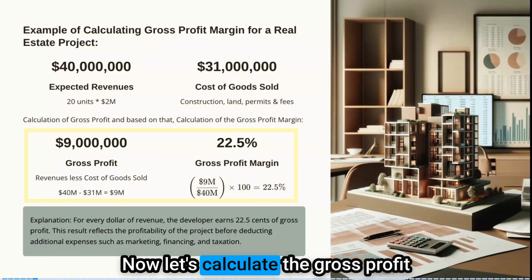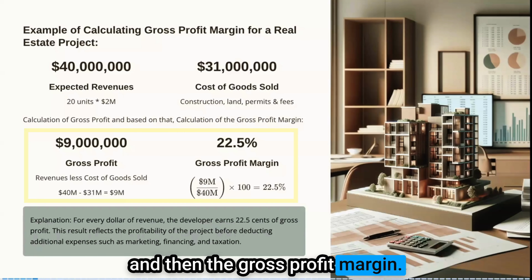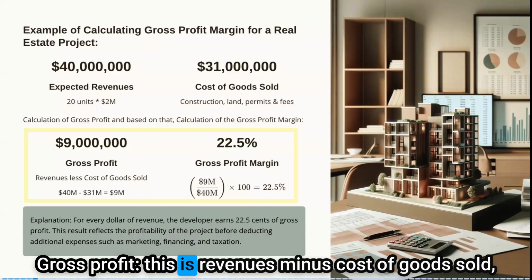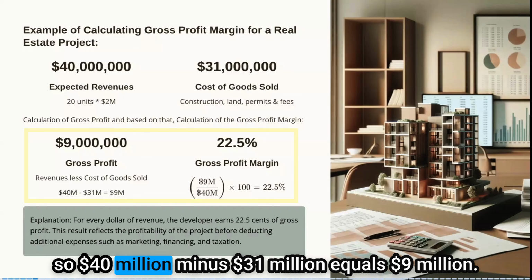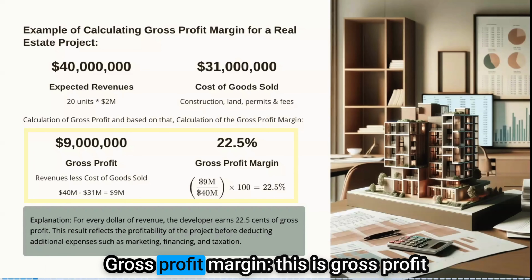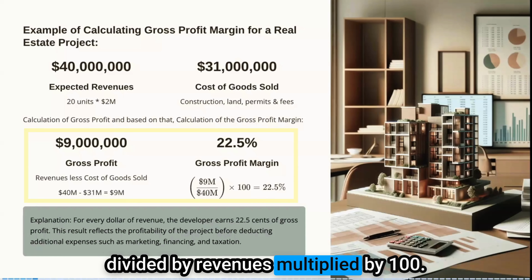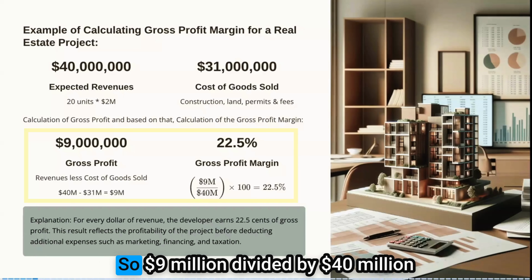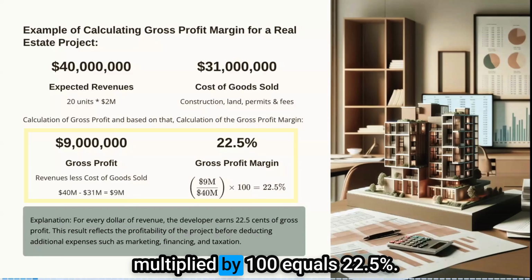Now let's calculate the gross profit and then the gross profit margin. Gross profit, this is revenues minus cost of goods sold. So $40 million minus $31 million equals $9 million. Gross profit margin, this is gross profit divided by revenues multiplied by 100. So $9 million divided by $40 million multiplied by 100 equals 22.5%.